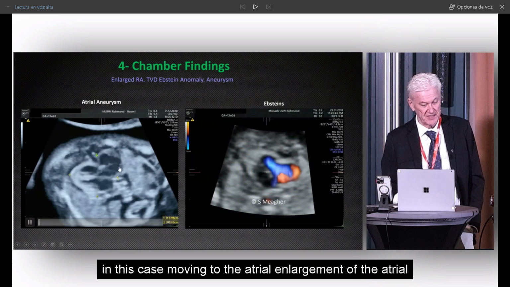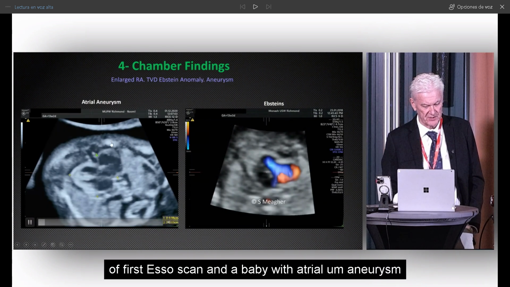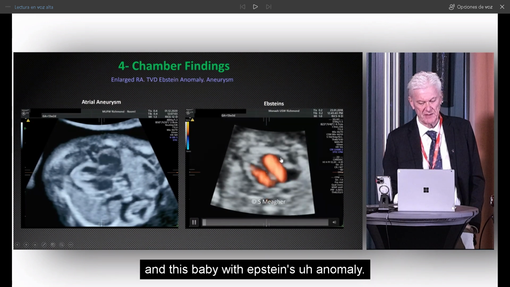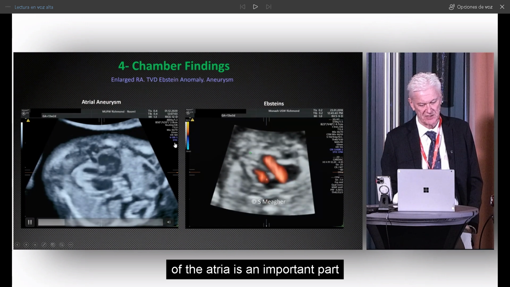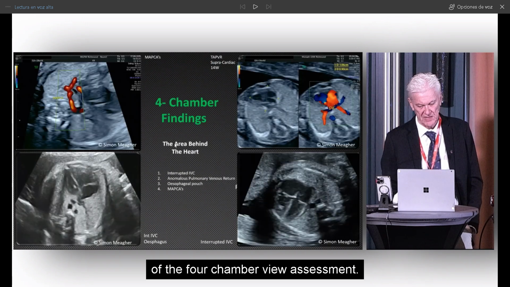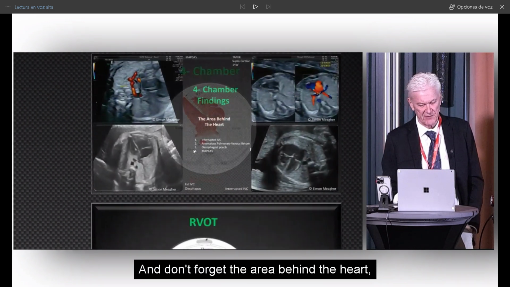In this case, moving to the atria, enlargement of the atria in a first trimester scan in a baby with atrial aneurysm, and in this baby with Ebstein's anomaly. So again, looking at the symmetry of the atria is an important part of the four-chamber view assessment. And don't forget the area behind the heart.